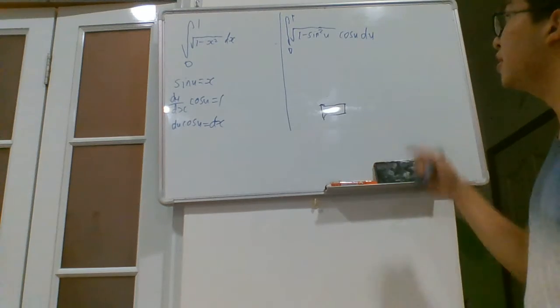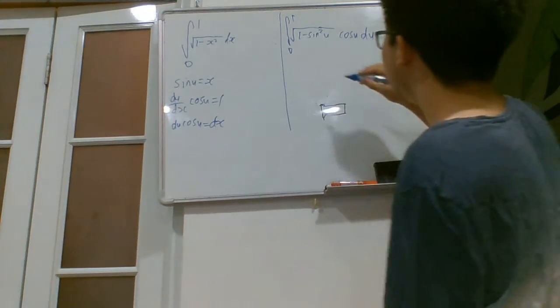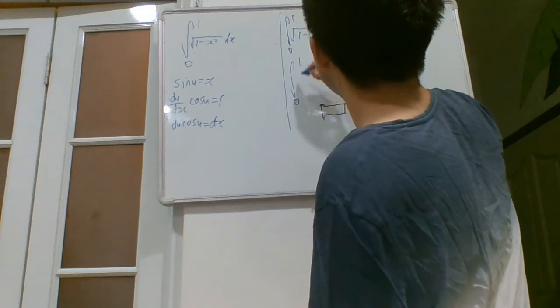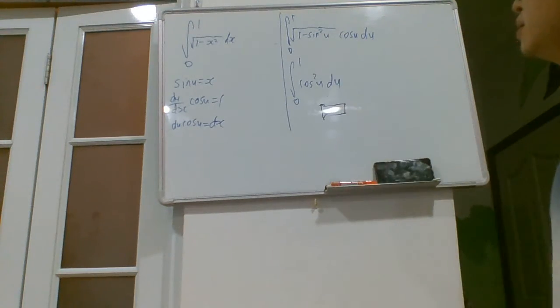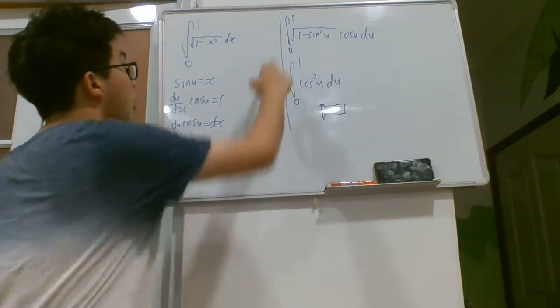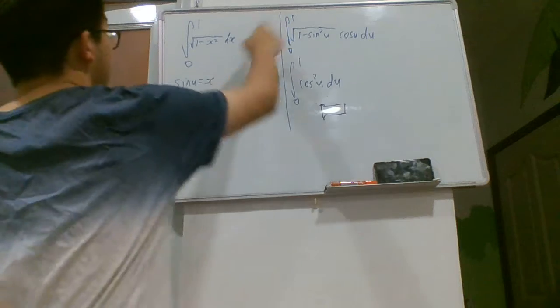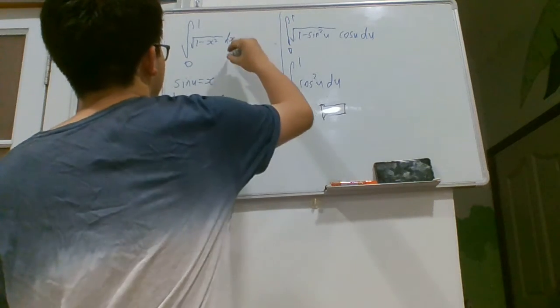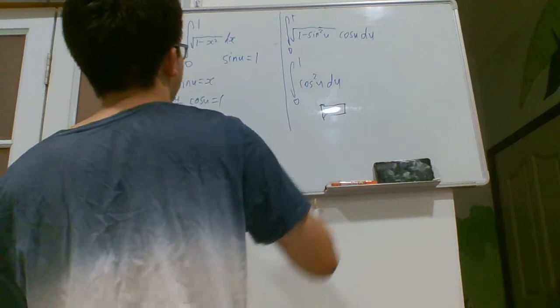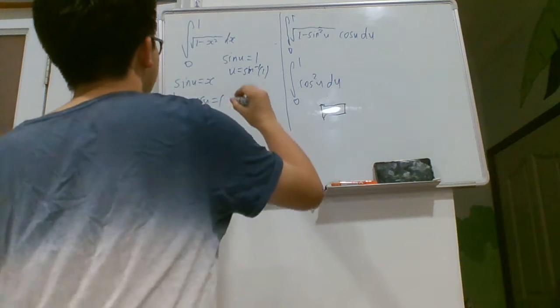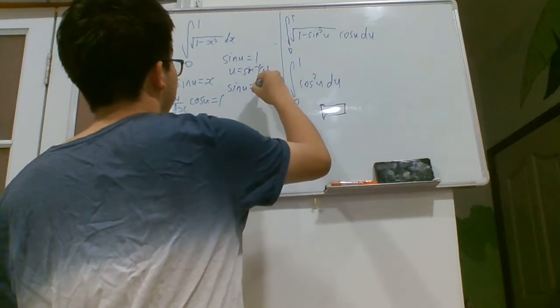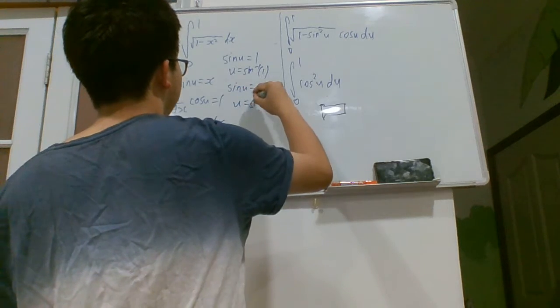Then by your trigonometric identities, this reduces to cos u. So it's actually the integral of 0 to 1 cos squared u du. However, there's something wrong with this. The problem is, in this scenario, we're integrating by dx, but in this scenario, we're integrating by du, so our bounds have to change. So when x is 1, what is the value of u? You apply your inverse function, so u will be sine inverse 1 when x is 1. Then when x is 0, u will be equal to sine inverse 0. So just resubstitute in.